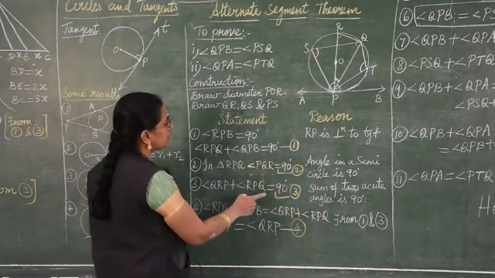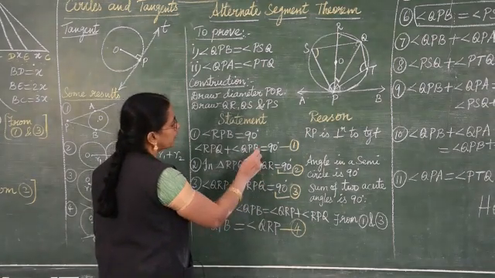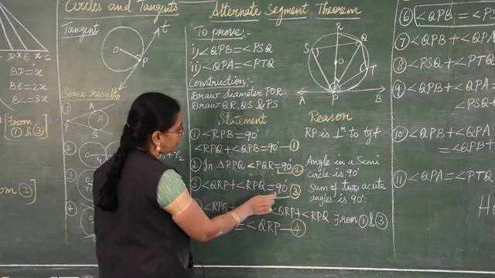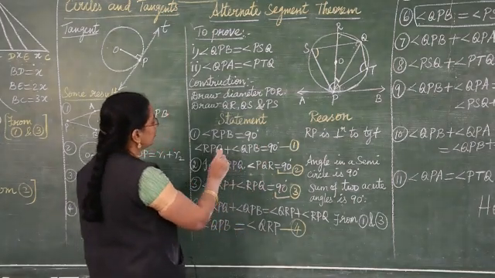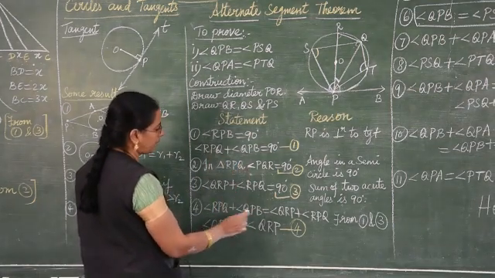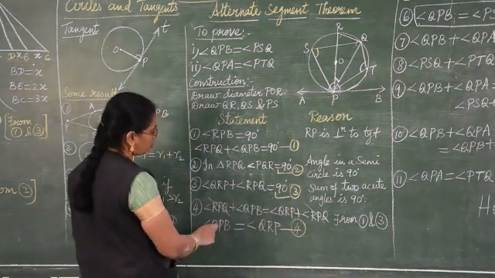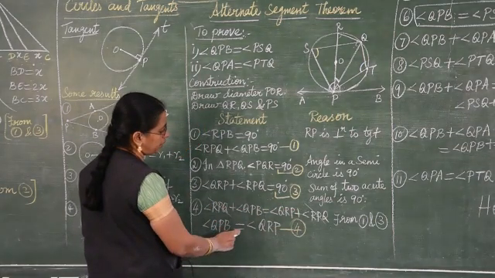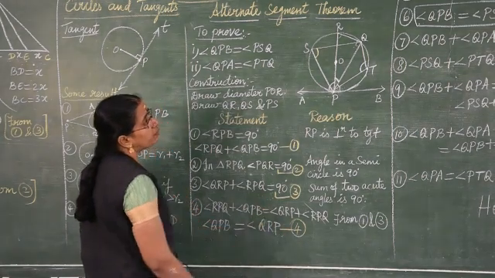Now compare 1 and 3. Only 1 and 3 you are comparing, not 2. The RHS of 1 and 3 are equal, so you will equate the LHS. In this, angle RPQ is cancelled. So what remains is angle QPB equal to angle QRP. That is equation 4.